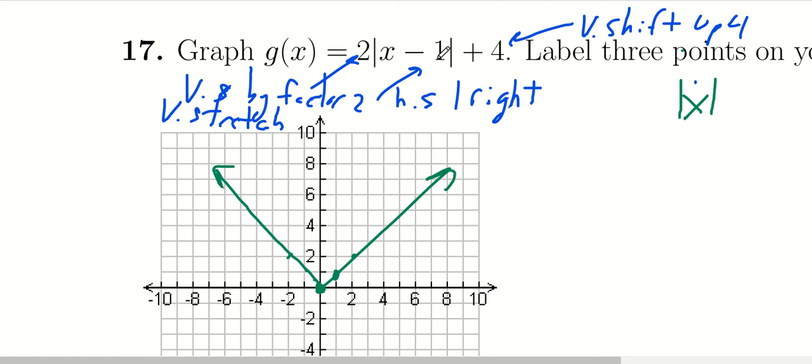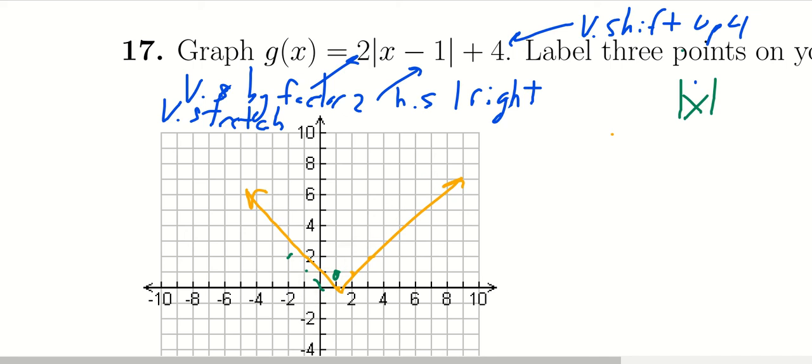So let's first shift it over 1. So I'm going to take each point and move it 1 to the right. That would result in this. So we shift it over to 1 to the right. Now we're going to apply the vertical stretch. The vertical stretch is going to take each ordered pair and multiply the output, the y value, by 2.